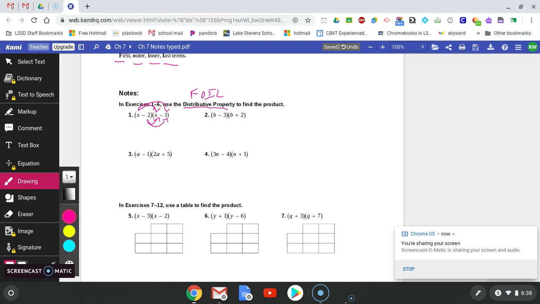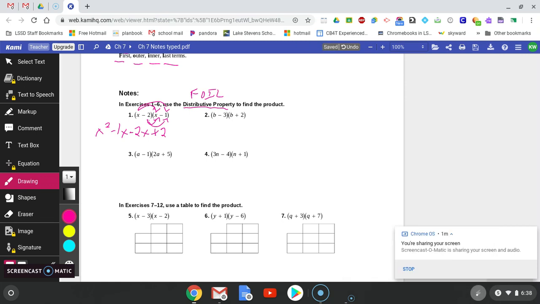So if you have a binomial times a binomial, we're actually doing four things of multiplication. So I'm going to start by doing x times x, which is x squared. And then I'll do x times my negative 1, which is a negative 1x. And then I'll do negative 2 times x, which is negative 2x. And then I'll do negative 2 times negative 1, which is a positive 2.